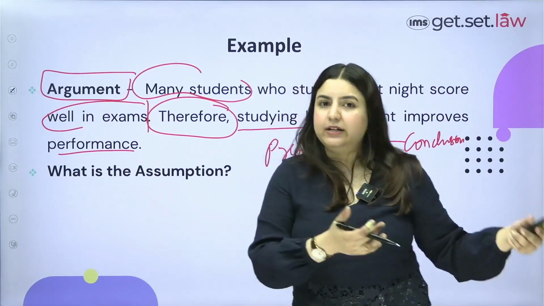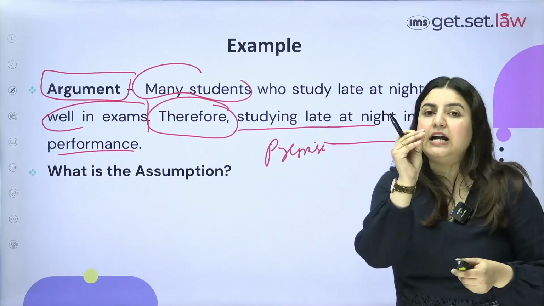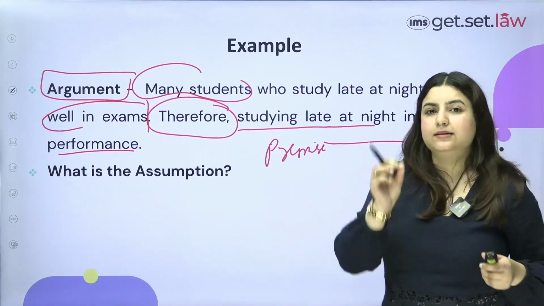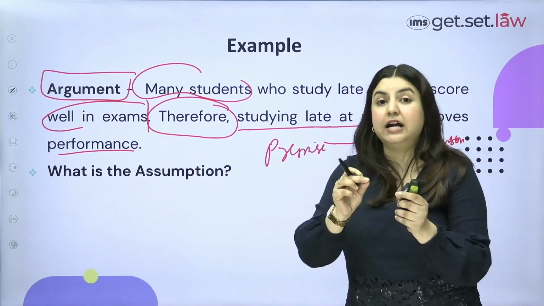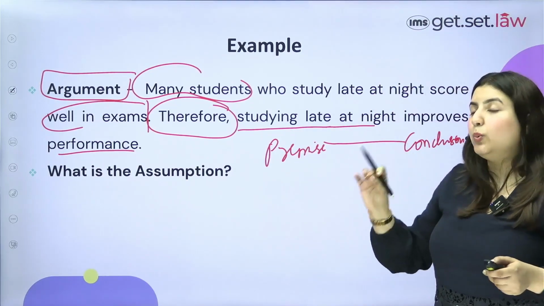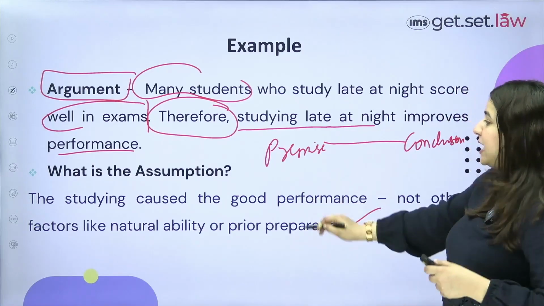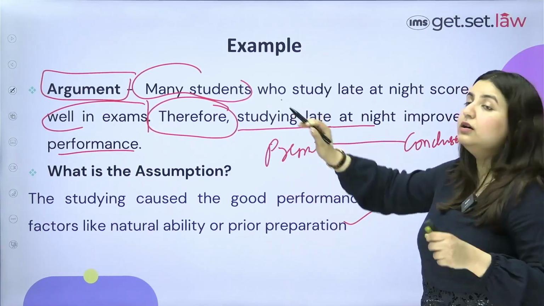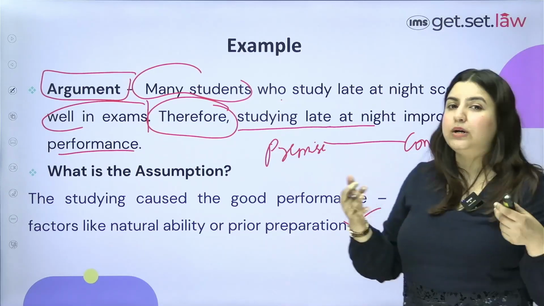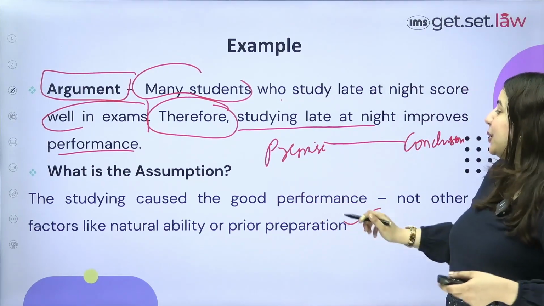What if the student is already smart? That could be another factor, but here I'm trying to assume that studying is that quintessential thing. It's a sine qua non of performing well, studying in the night, right? It's a sine qua non of performing well in the examination, and therefore this is my assumption. You see how, if you just include this here, it makes the passage sound more understandable, more logical, more solidified, right? Studying caused the good performance.